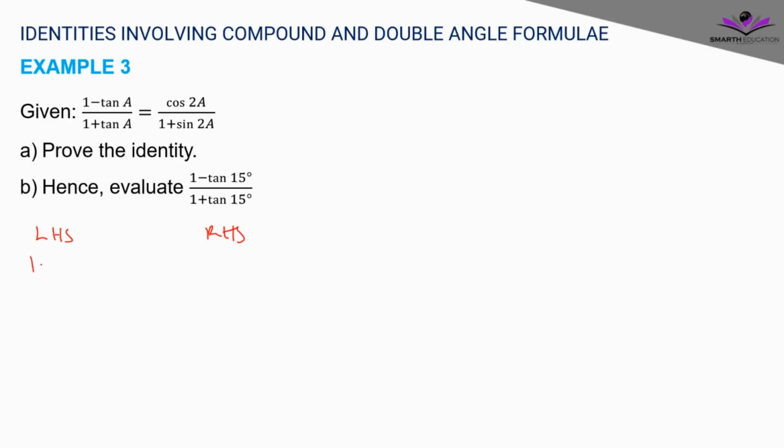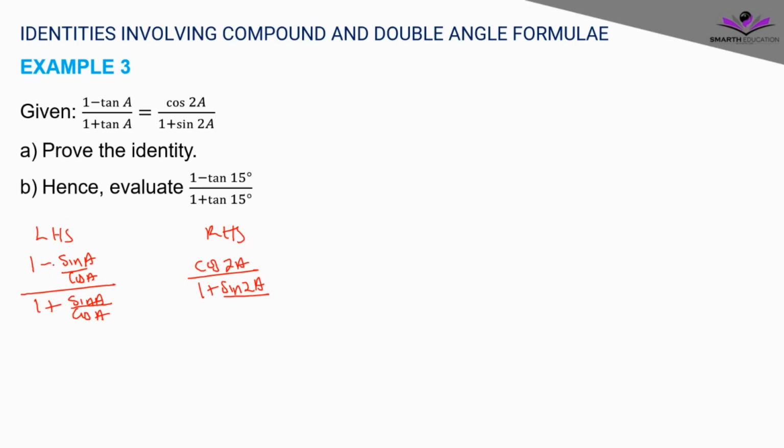Okay, so we have 1 minus tan a, we change it to sin a over cos a, over 1 plus sin a over cos a. Right hand side we have cos 2a over 1 plus sin 2a. Alright, sin 2a is what? 2 sin a cos a. This one we can as well change it, but for now cos 2a, let's just wait a bit. Want to see how this side will look like.